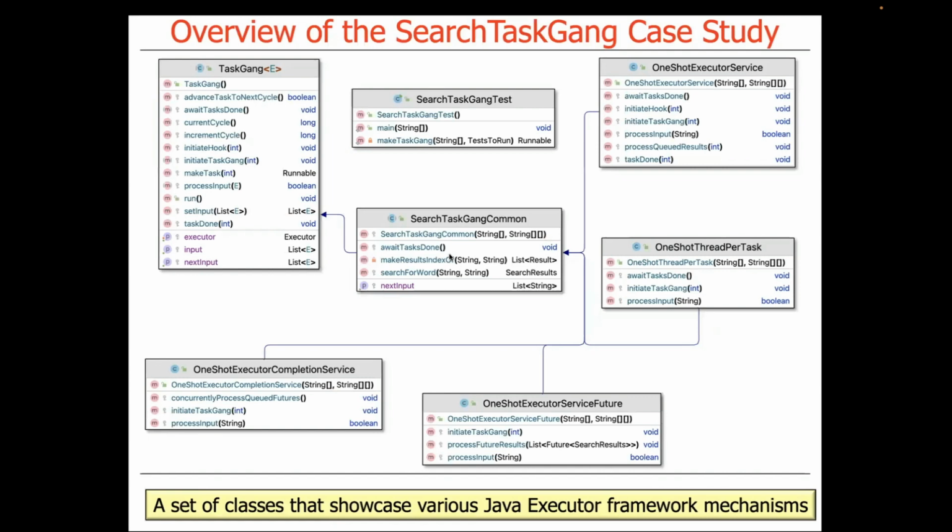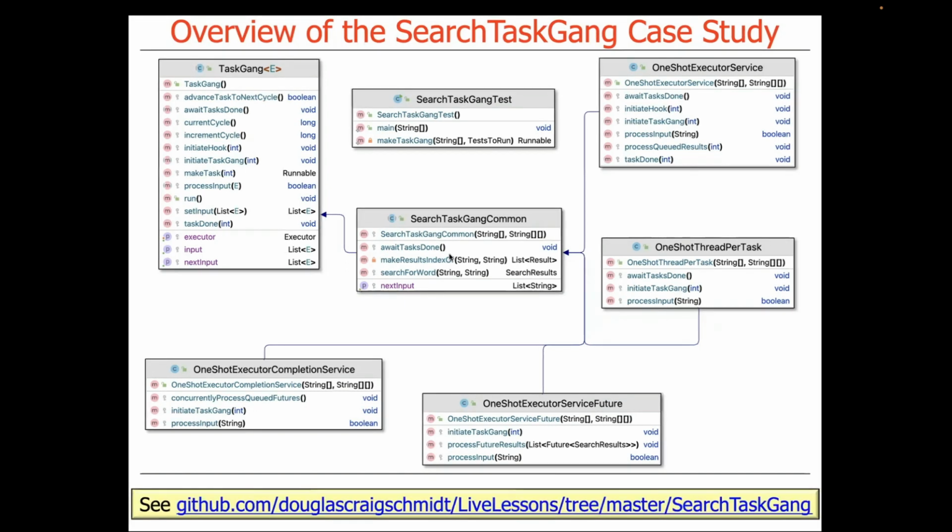So this is an overview of the class diagram for the key classes in this case study. I generated this class diagram using IntelliJ, the Ultimate Edition, I think it's called, where you can generate diagrams from code, which is very helpful. These are a set of classes that show off a whole bunch of different Java executor framework mechanisms. And you can get the code here.